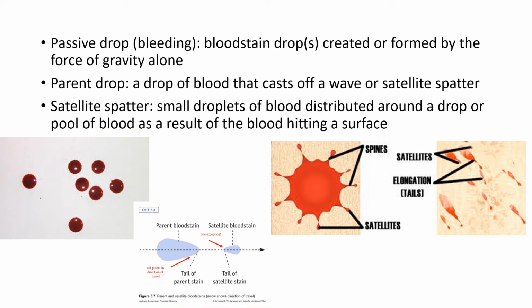And you can also notice this in the picture that's in the middle but at the bottom. We have a blood drop traveling in this direction. It hits and elongates. The satellite blood pattern comes off of that one, and it is kind of reversed. So if we're looking at a satellite spray, the little tail of it points from the direction it came from, whereas majority of the time the tail points with the direction of travel.